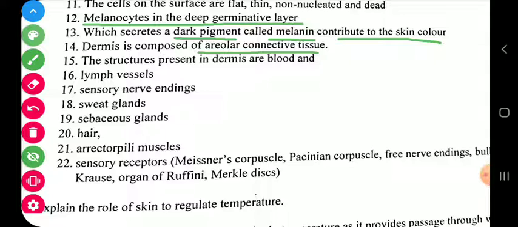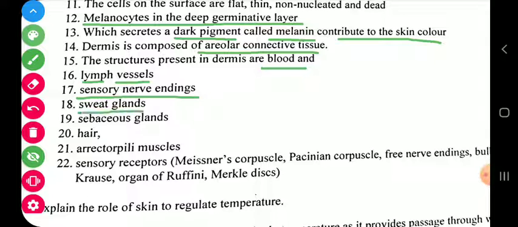The structures present in the dermis, what do you find in the dermis? We find blood and lymph vessels. So as vessels, we find blood and lymph vessels. Remember that together. Then we do have sensory nerve endings, don't we? Yes, we have to have them, right? To feel sensations. Sweat glands too.